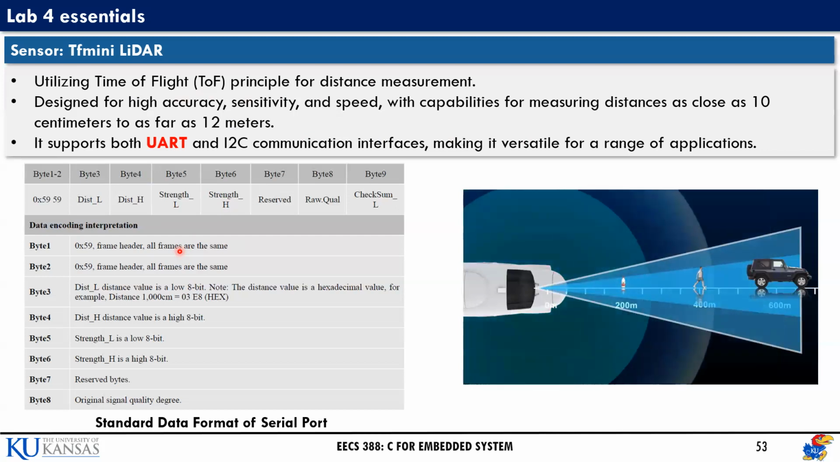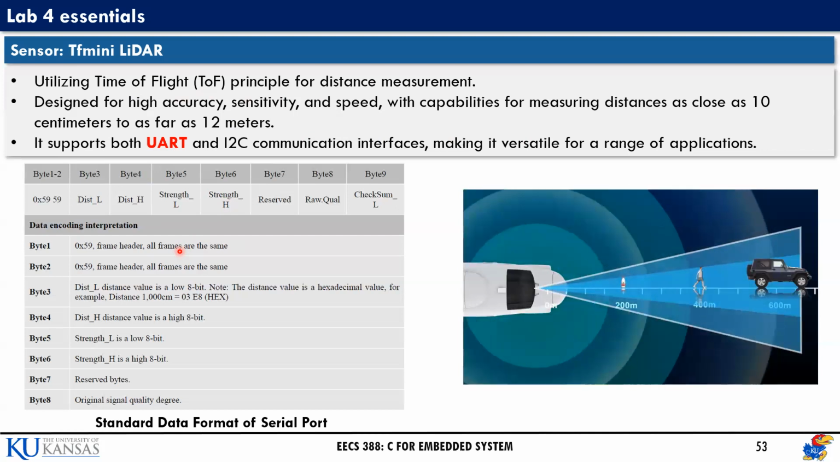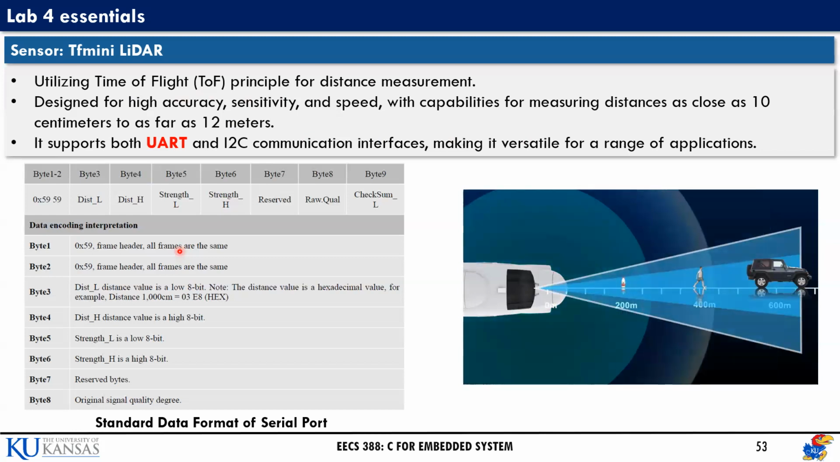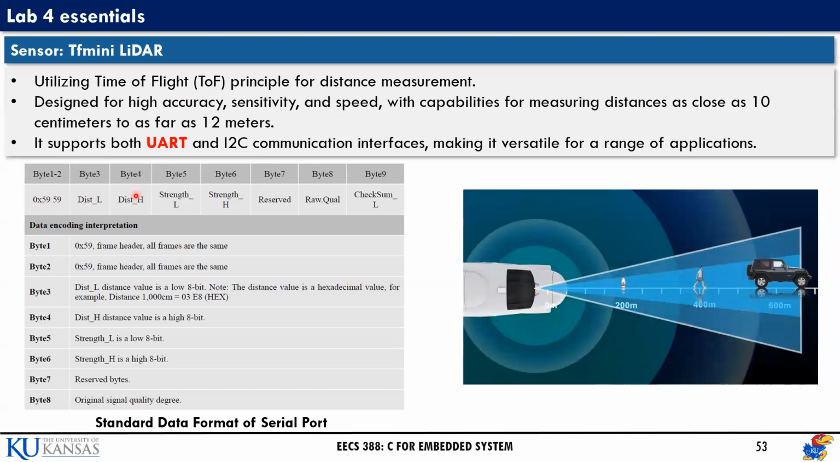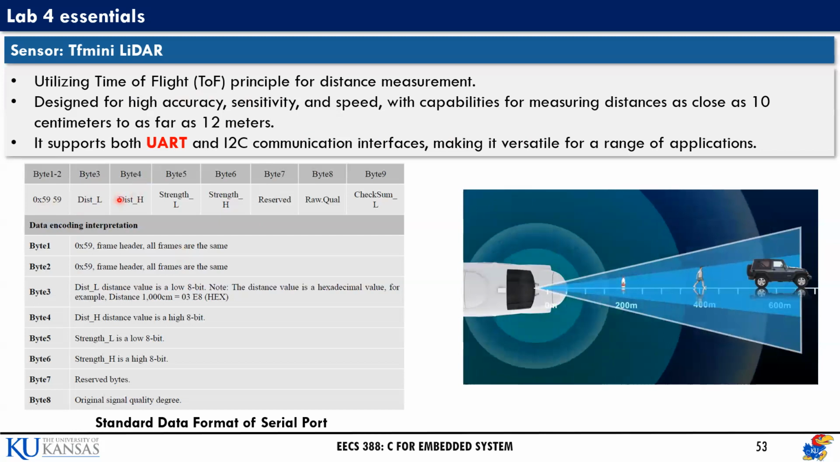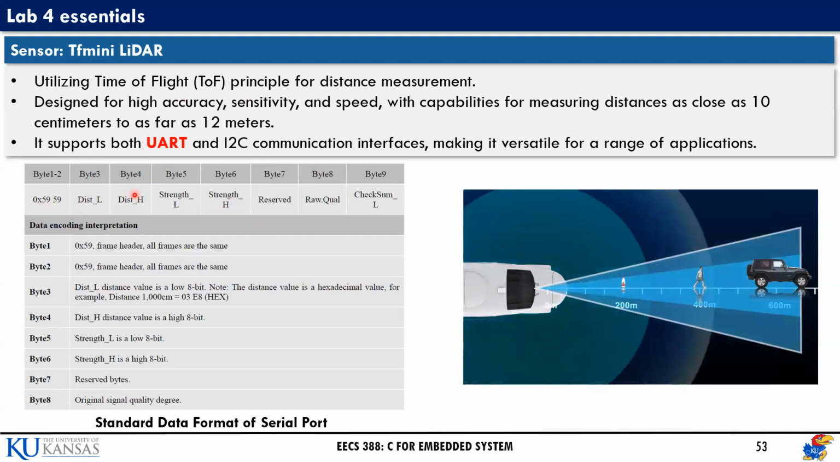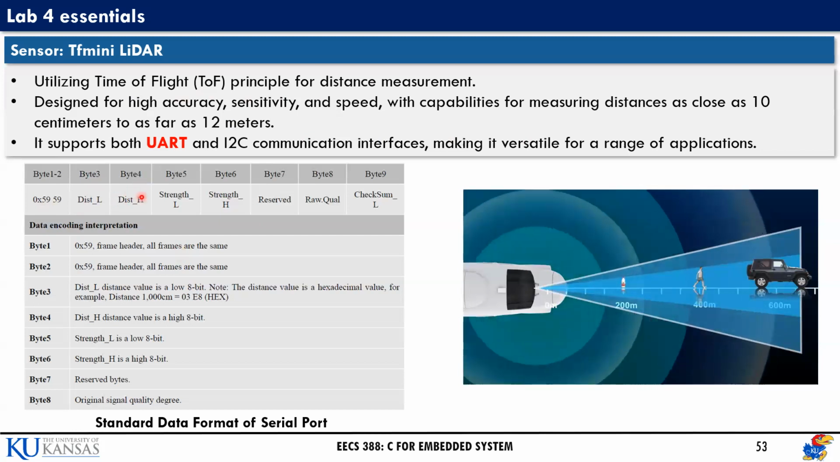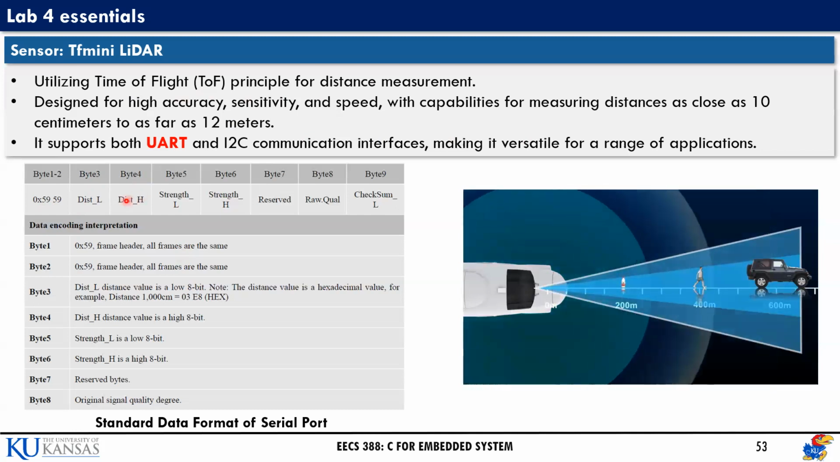From that 9 bytes of data, we don't need all of the information. For our lab, we only need to collect the data from byte 3 and byte 4, because as we are measuring the distance from this sensor, byte 3 and byte 4 are the data field that basically tells us the distance from that sensor to some object that we are trying to measure.